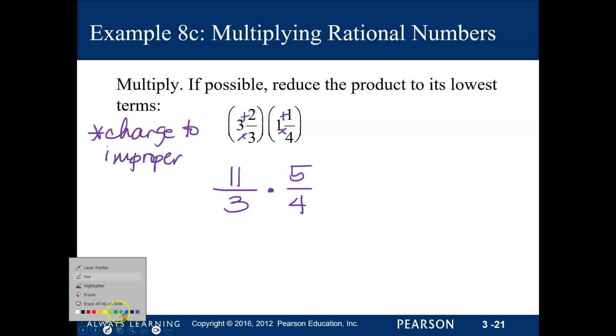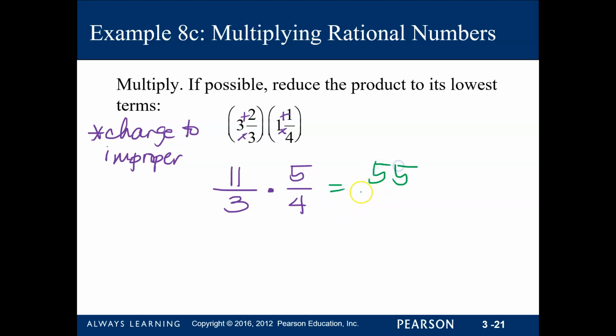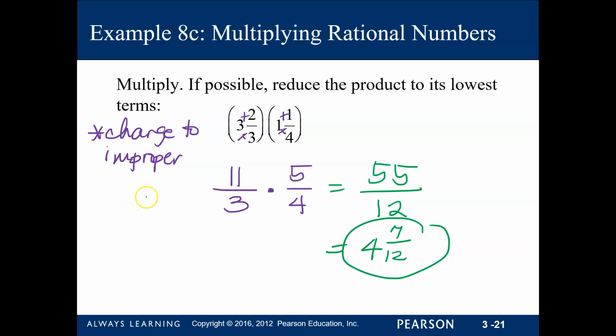Now, we can do our multiplication since we have numerator and denominator. And this is going to give us 55 over 12. Again, this could be your final answer already. Or if you change it to a mixed number, this will end up to be 4 and 7 over 12. That is our value.